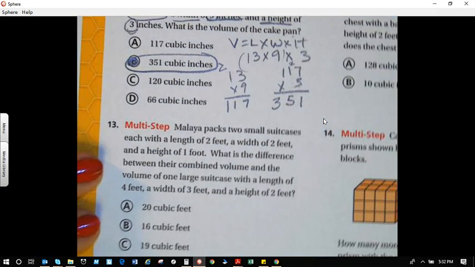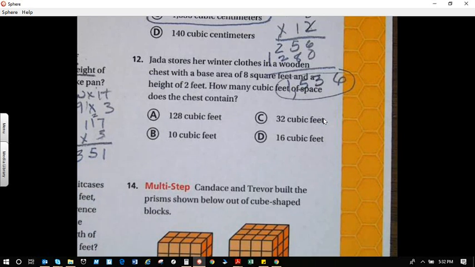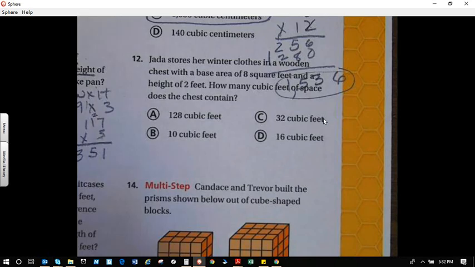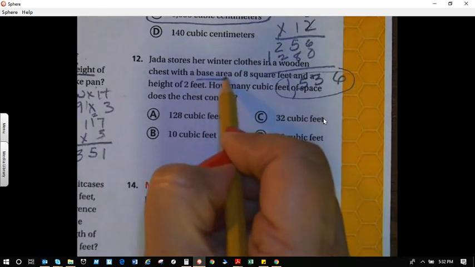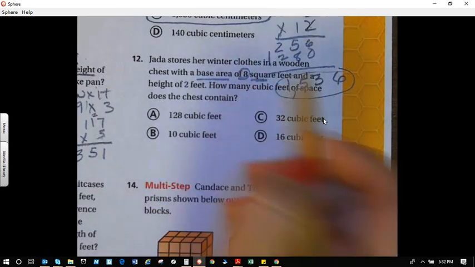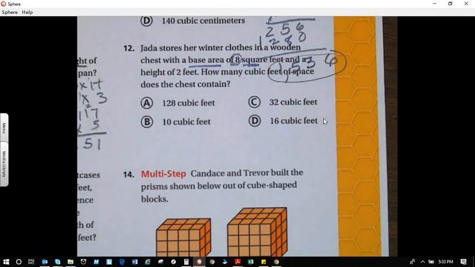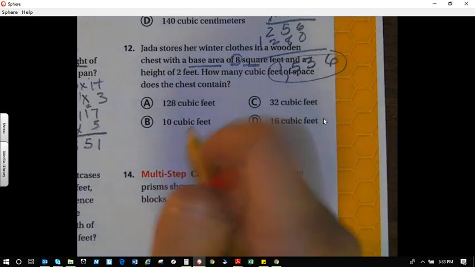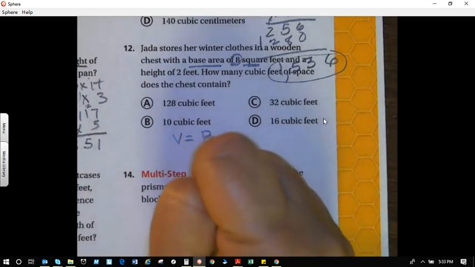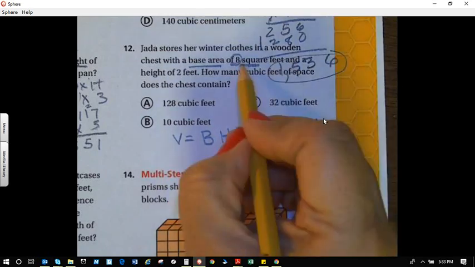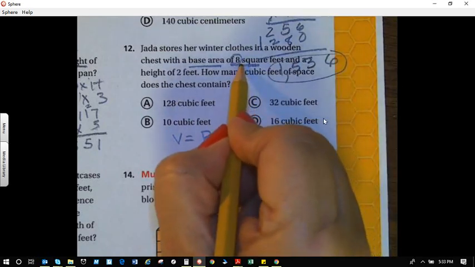Okay. Jada stores her winter clothes in a wooden chest with a base area, there we go, of 8 square feet. So they're already giving you the area of it. And the height is 2 feet. So how many cubic feet of space does the chest contain? So all we're going to do is, V equals base times height. The base is given, right? Base area. See that square?